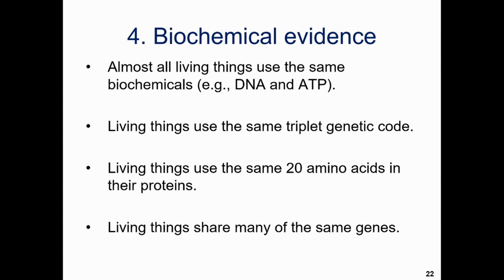And lastly, we get to biochemical evidence. When we look at living things and we look at the biochemistry of them, it's identical. We all use DNA when it comes to storing our genetic information. We all use ATP to help power our chemical reactions that happen in our body. We all use the same triplet genetic code, meaning 3 nucleotides gives us a codon, and that codon tells us which amino acid to use. And we all use the same 20 amino acids to build our proteins.